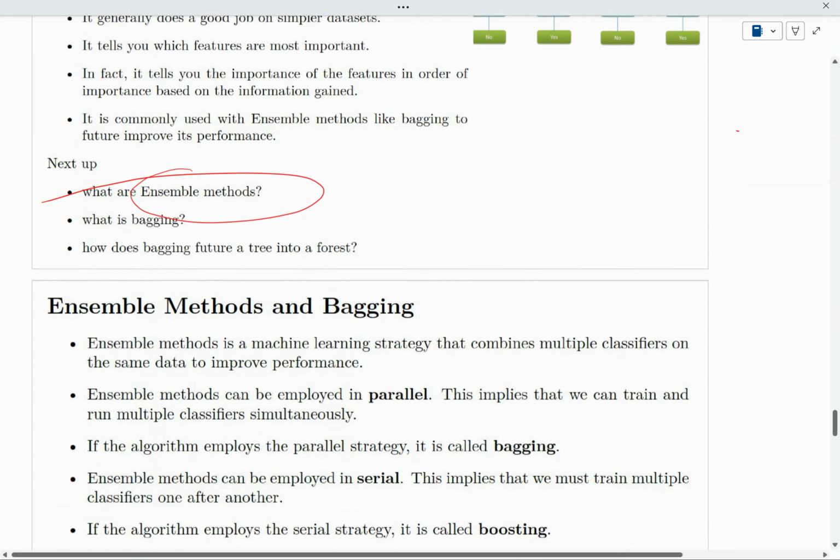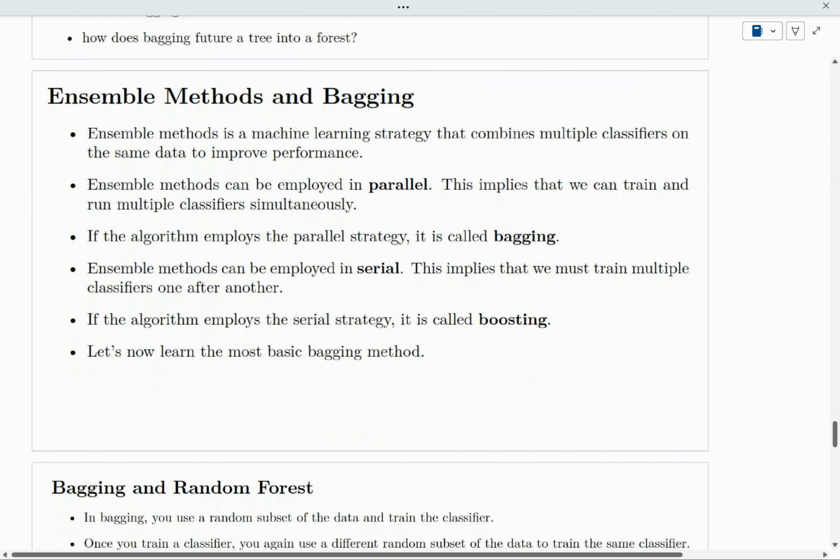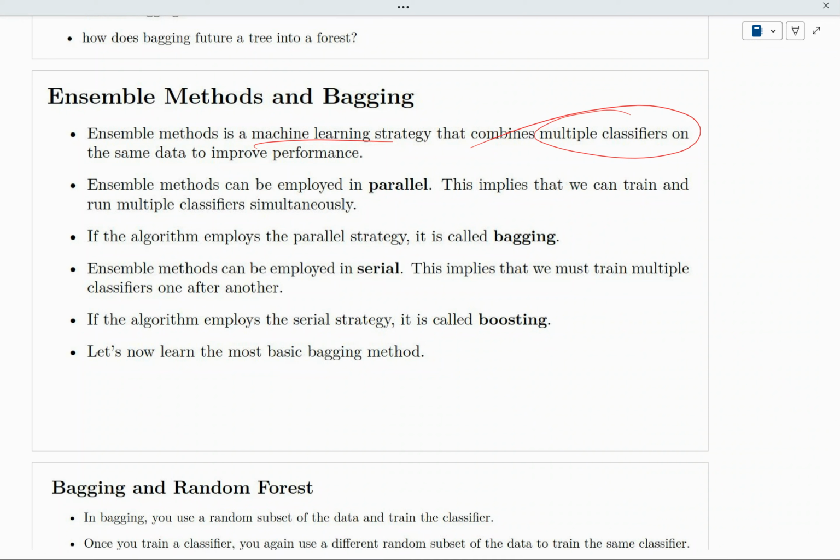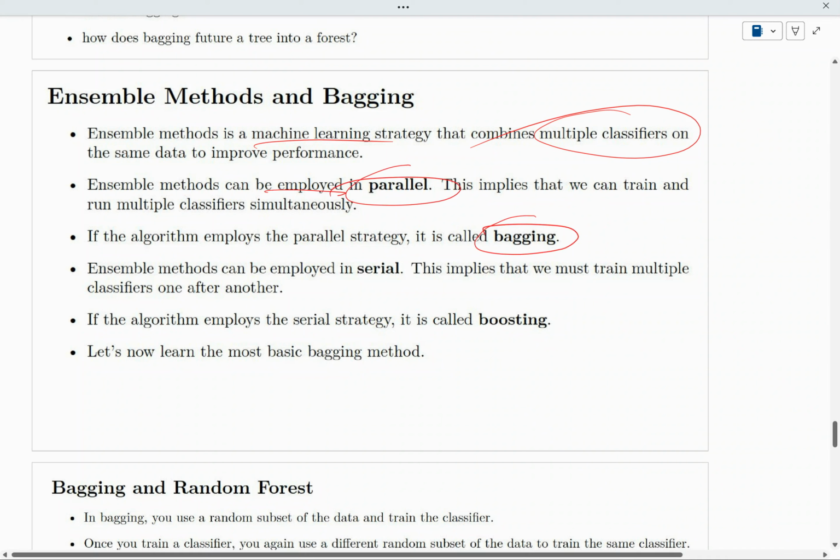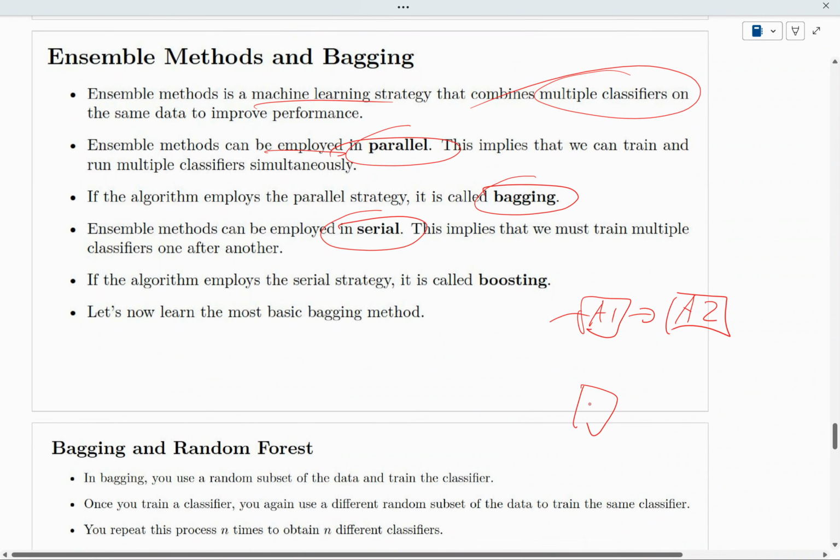Ensemble methods can be used with a decision tree, or with any of your algorithms, and the ensemble method improves your results slightly. An ensemble method is a machine learning strategy that combines multiple classifiers. So far we've learned one classifier, but what if you end up using multiple to come to the same decision? You can either employ them in parallel, which is called bagging, or you can employ them in serial: algorithm one, then algorithm two, and so on.